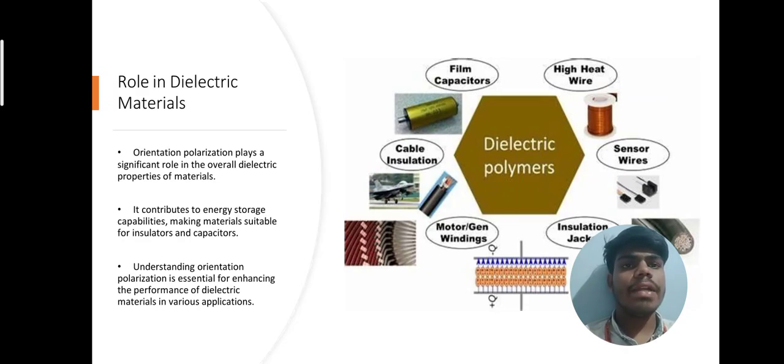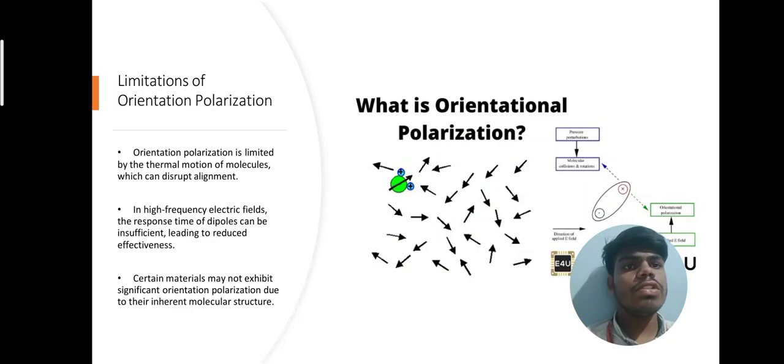Role in dielectric materials. Orientation polarization plays a significant role in the overall dielectric properties of materials. It contributes to energy storage capabilities, making materials suitable for insulators and capacitors. Understanding orientation polarization is essential for enhancing the performance of dielectric materials in various applications. It is used in filling capacitors, high heat wire, sensor wiring, insulation jackets, motor winding, and cable insulation.